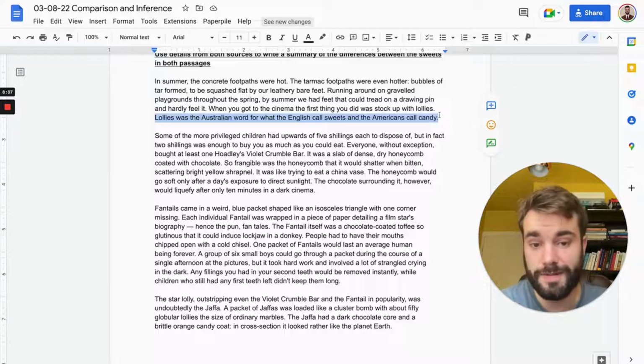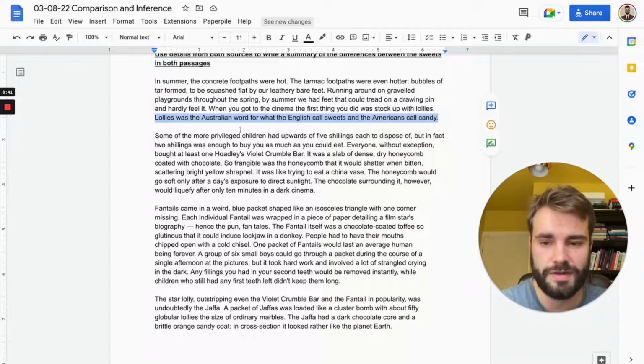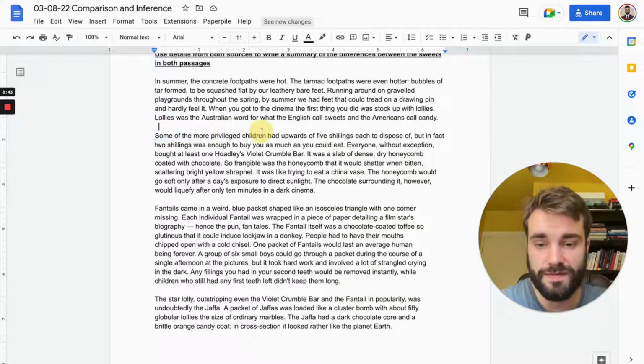So you can infer, by the way, that the text is set in Australia. Very simple, easy inference there. Some of the more privileged children had upwards of 5 shillings each to dispose of, but in fact 2 shillings was enough to buy you as much as you could eat. Everyone, without exception, bought at least one Hoadley's Violet Crumble Bar.